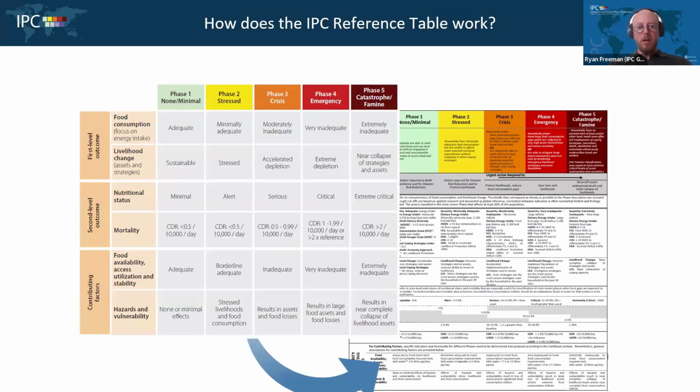It allows us to talk about our first level outcomes, our second level outcomes, and some of these contributing factors as we start to see them move from phase 1 to 5. And also from, let's say, phase 5, 4, 3 down as situations improve to better periods of food security.